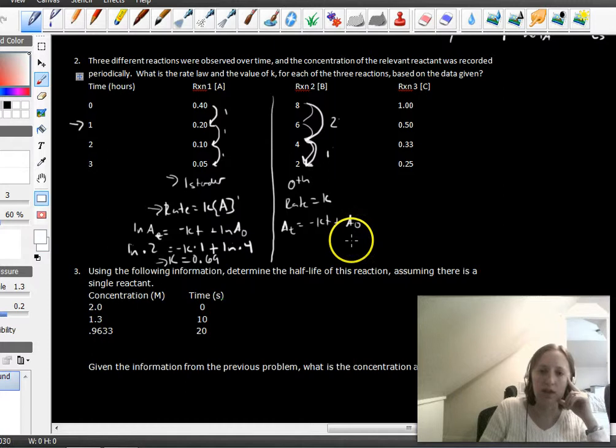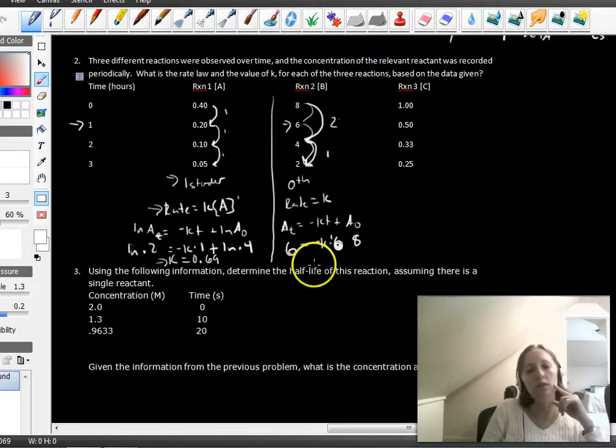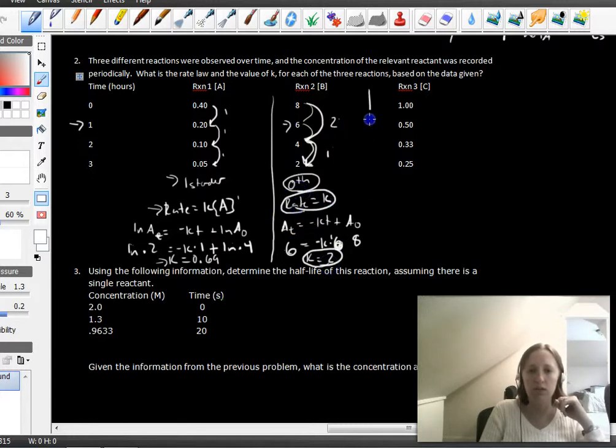So that's 8 equals, let's pick this one again, 6 equals negative k times 1 plus 8. So 6 minus 8 equals negative k, so negative 2 equals negative k, so k equals 2. So there is my k, there is my rate law, and there is my zeroth. Alright, so that's reaction 2.